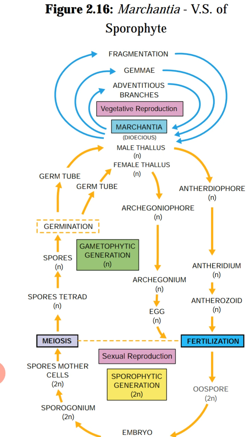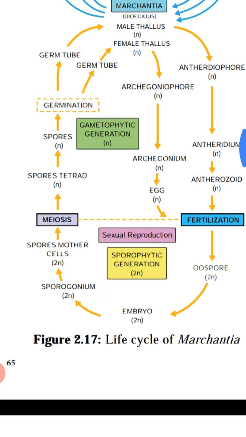Similarly, the female thallus contains the archegoniophores. The archegoniophores contain the archegonium. This archegonium produces the female gamete, the egg. This egg and the antherozoid fuse together. On fertilization, the oospore or zygote is formed there. They are diploid in nature.